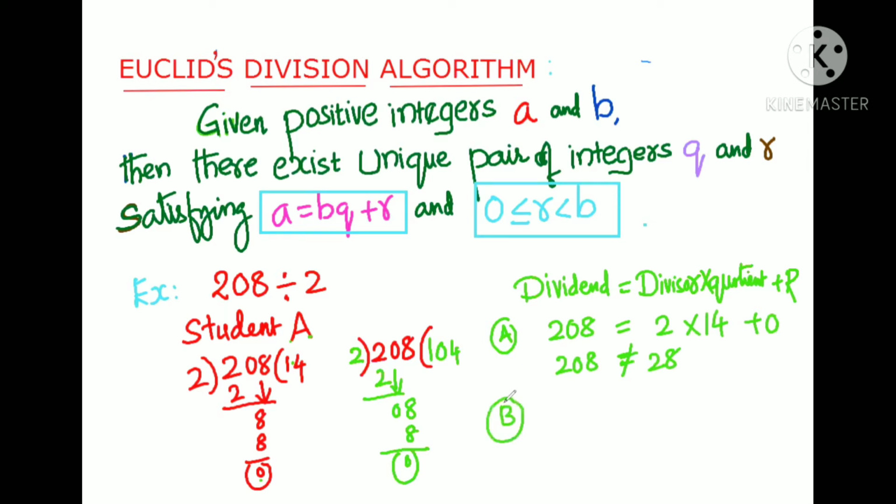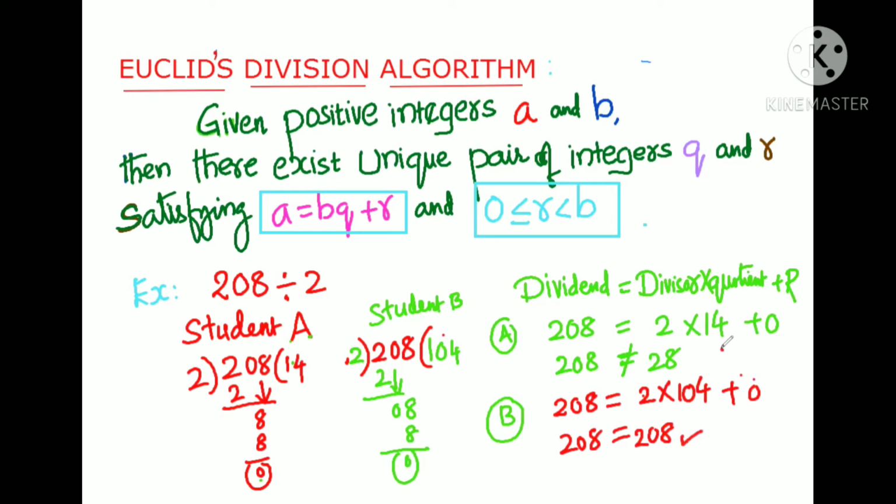Now for student B, we can verify using the division algorithm. 208 is equal to 2 into 104 plus the remainder 0. So 2 times 104 is 208, plus 0 is 208. So this is right and the other is wrong. The process of student A is wrong and student B's is right.